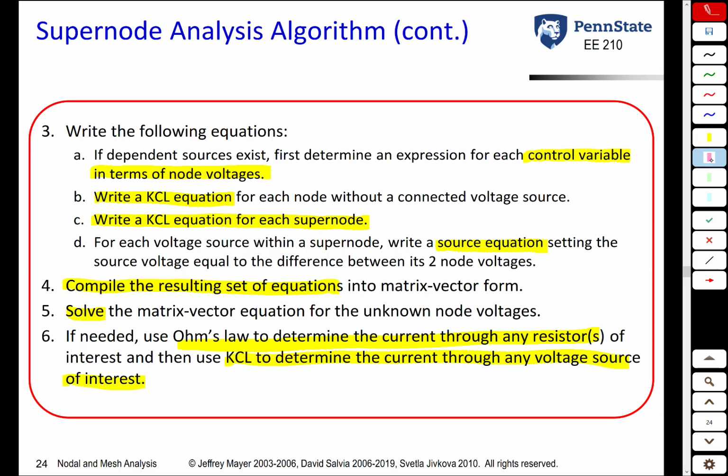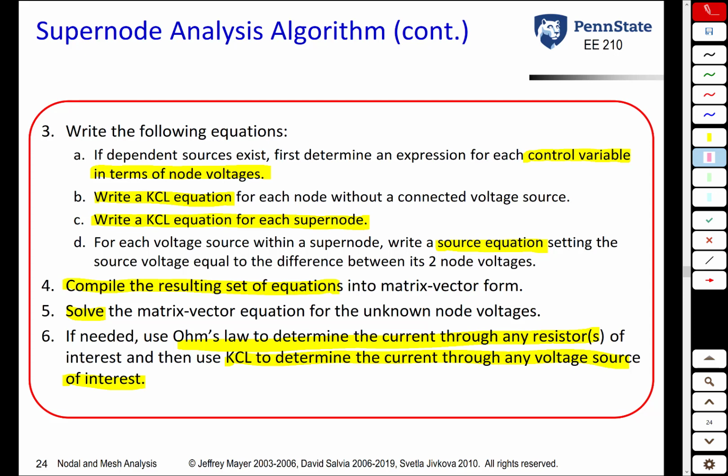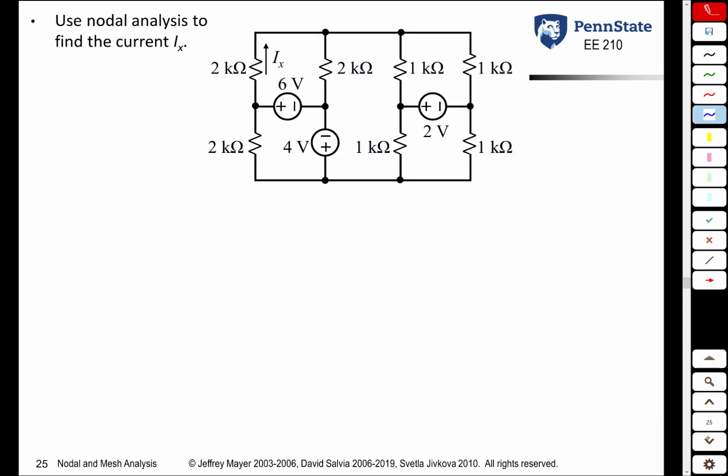So if you look at this algorithm, the steps that are new, this 2a part 2, where you have these supernodes that you identify, that's a new step that we didn't have before. Likewise, in step 3, 3c, the KCL equation we write for the supernode is a new step. And then the source equation we write for each supernode is a new step. The rest of the steps are identical to what we had before. So let's start with an example. This is the same circuit that we tried to attempt a couple pages ago.